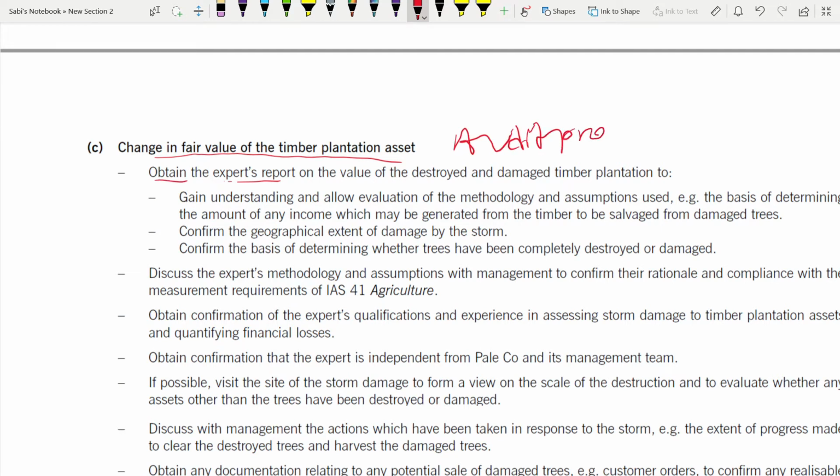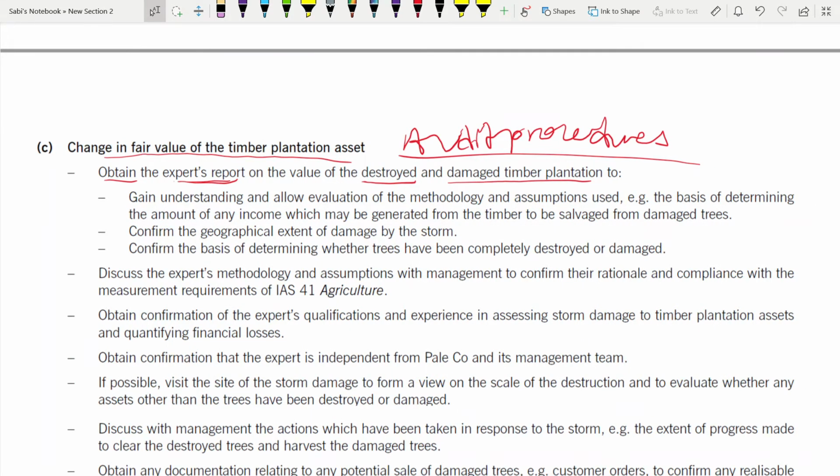You're designing an audit procedure. So you obtain the expert's report on the value of the destroyed as well as the damaged timber plantation. Why are you obtaining this? For these 3 purposes: to gain understanding and allow evaluation of the methodology and the assumptions used.